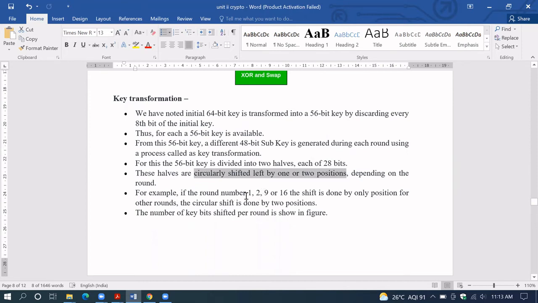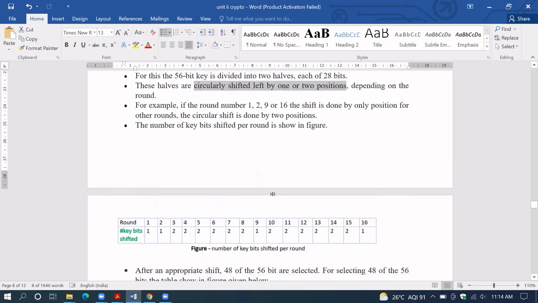If the round number is 1, 2, 9 or 16, the shift is done by only one position. For the other rounds, the circular shift is done by two positions. Certain positions it will take a shift only by one, some positions it will be shifting by two. So here if you see, round 1 shifts by 1, round 2 by 1, all the remaining ones by 2. Again round 9 is 1, 16 is 1.